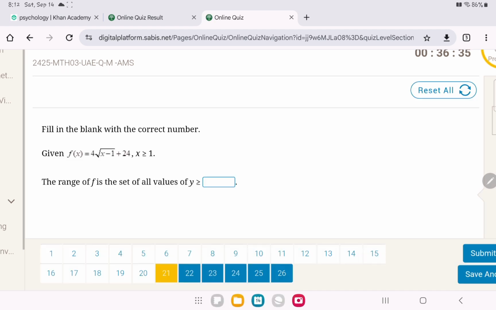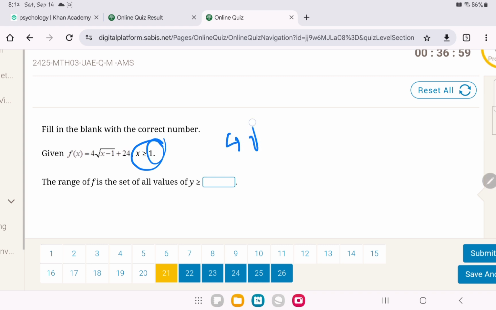Question number 21. This one, there are two ways of solving it. Either you take this number over here and you put it directly, or you replace the domain that is given to you. So for example, the domain over here is what? All numbers greater than or equal to 1. So replace with the number given, which is 1.